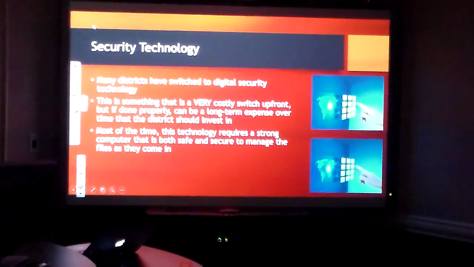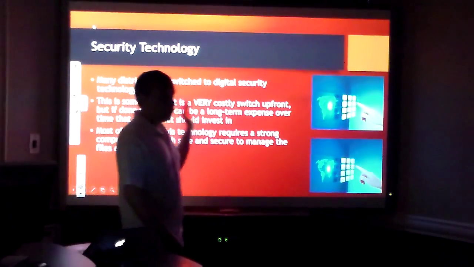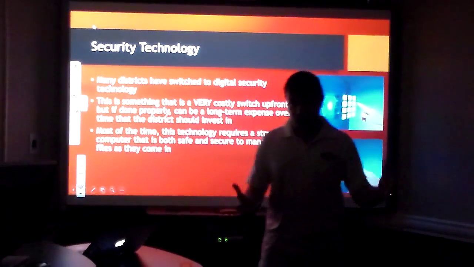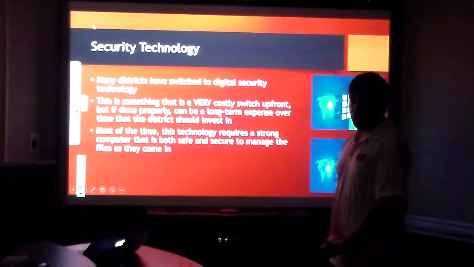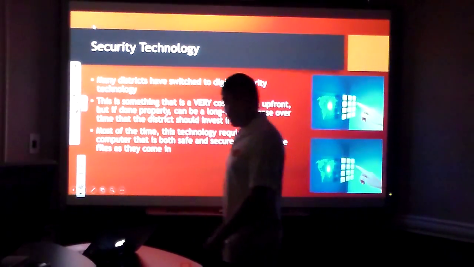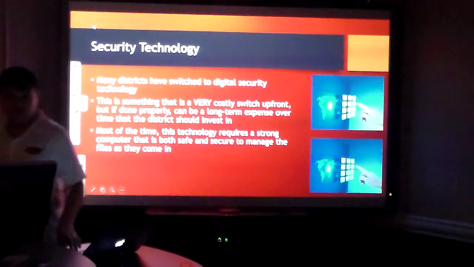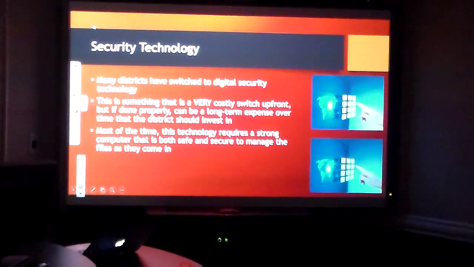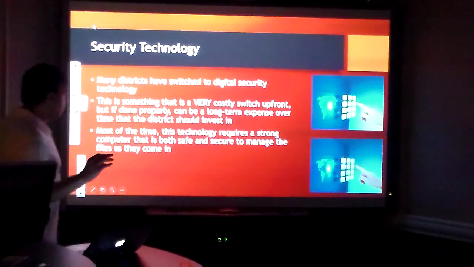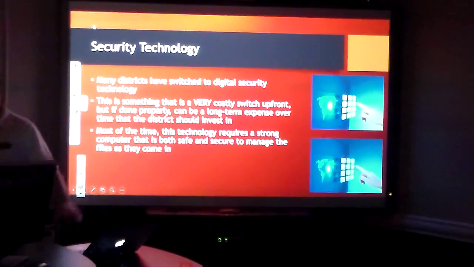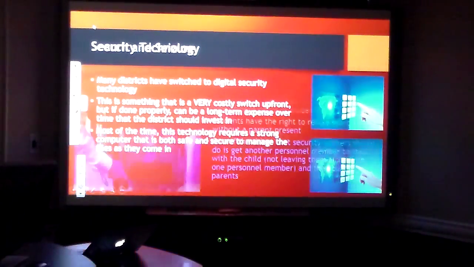So security technology, digital: is it good, is it bad? It's costly. That's what you need to know. You need a strong computer to manage digital technology. However, it's a large cost up front. If you can afford it, great. If you can't afford it, then we have a problem. So if you can afford it in the beginning, do it. But if you can't afford it, it's something you want to consider elsewhere.